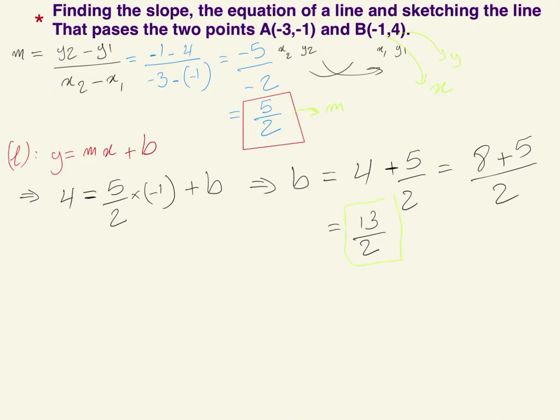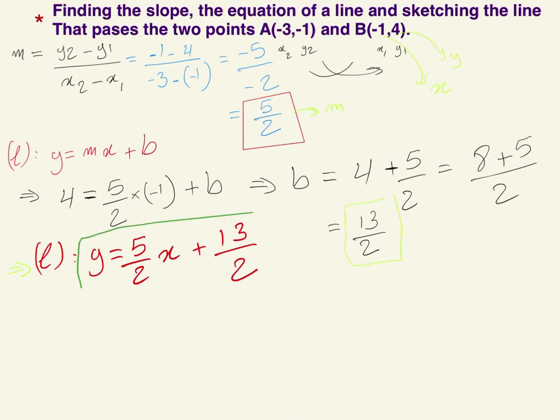Therefore L: y is equal to 5 over 2 x plus 13 over 2. So this is the formula of the line, the equation of the line.